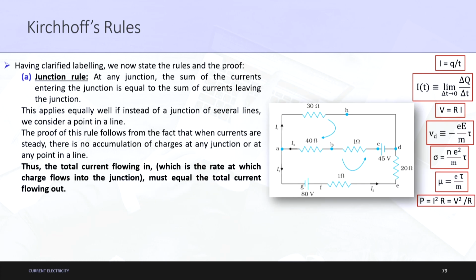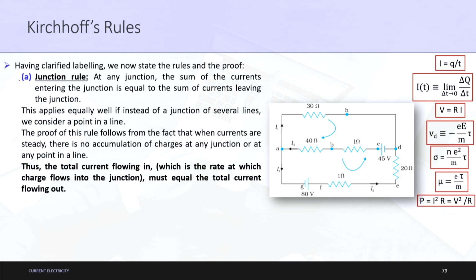So the first rule is called the junction rule. As the name suggests, junction. What is a junction? A junction is nothing but the crossing point or the meeting point of many different wires which are going in different directions. Okay. So junction rule: at any junction, the sum of the currents entering the junction is equal to the sum of the currents leaving the junction.